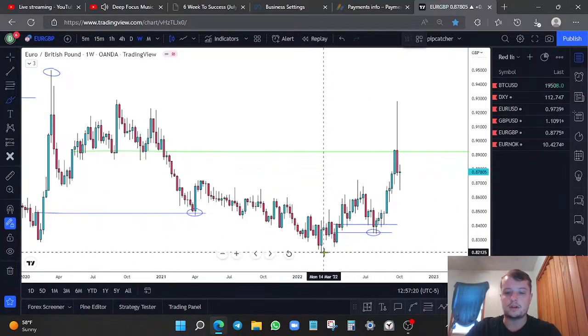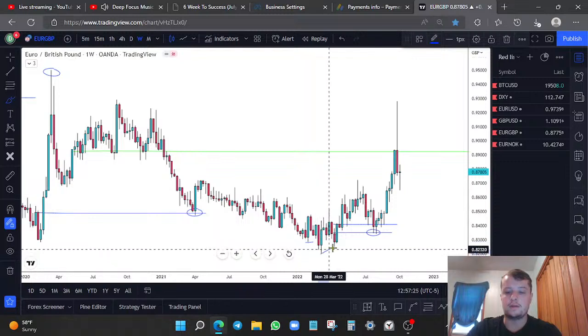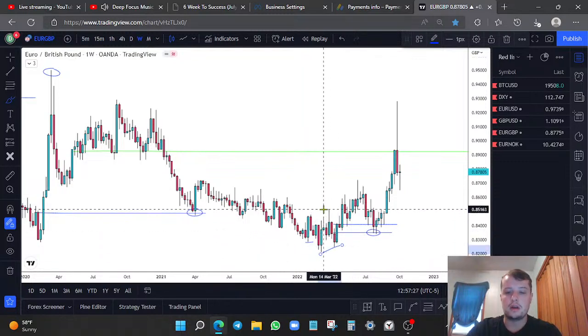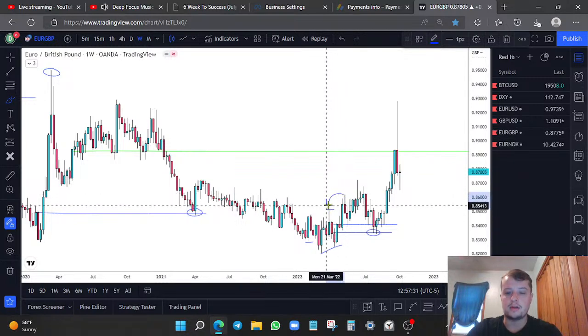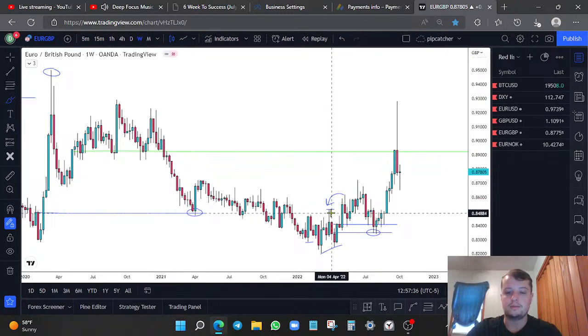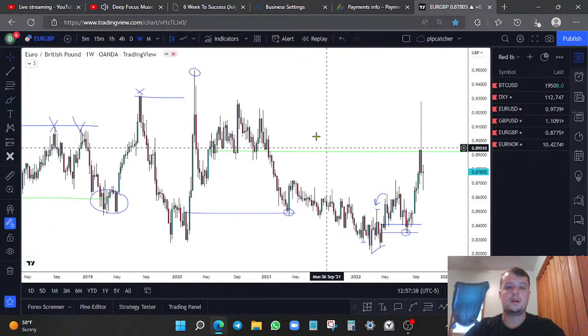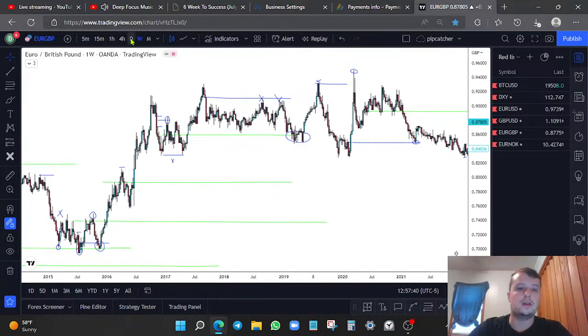Where is the break of structure? Well, look, we had a liquidity grab here, we had a shift in market structure here, and we have a break of structure here giving us a new higher high because this high is higher than this one right here. So let's go to the daily.